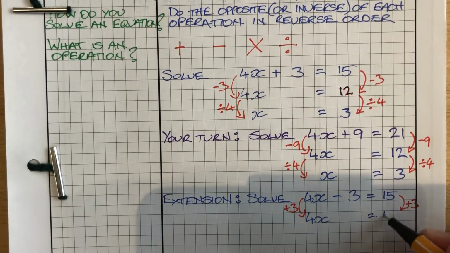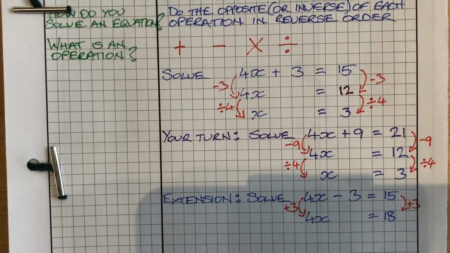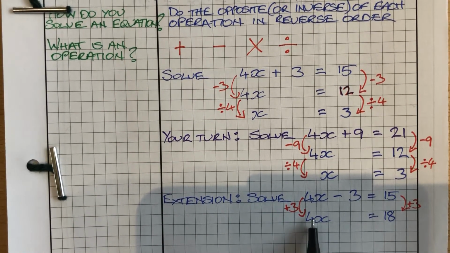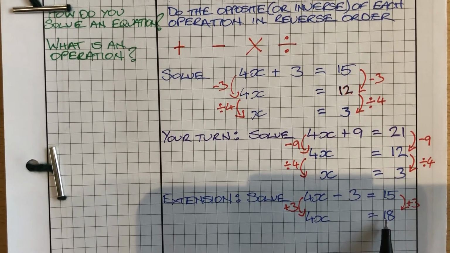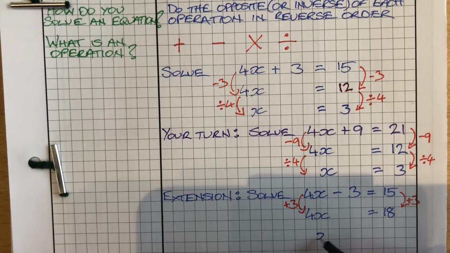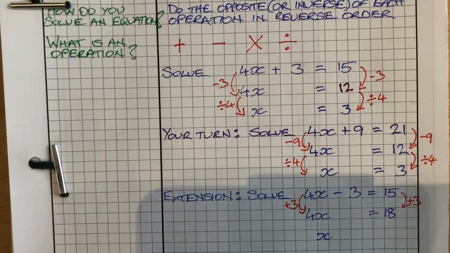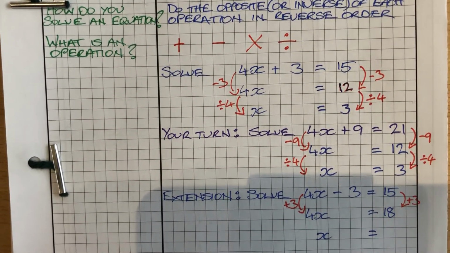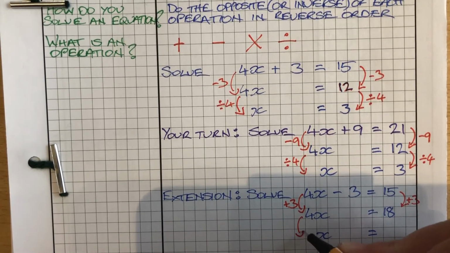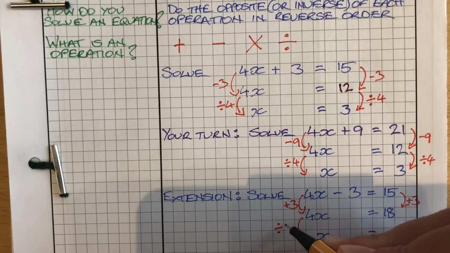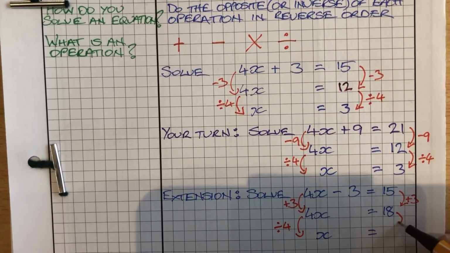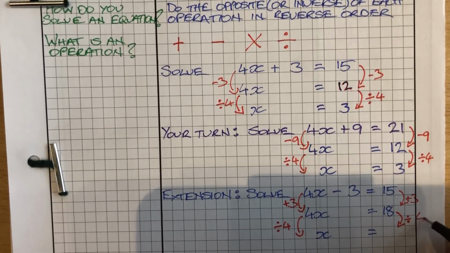And I get 18. What does this say? It says my number times by 4 is 18. All right, I don't want my number times by 4, so get my number on its own. How do I do that? I do the inverse to times by 4. I divide by 4. I divide by 4 on this side, and so I divide by 4 on this side.